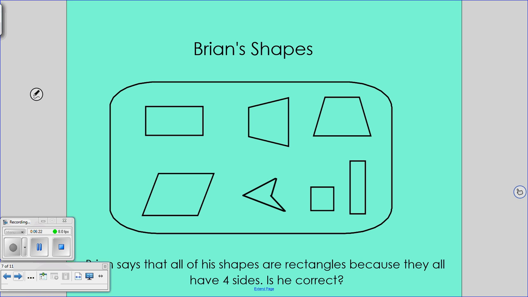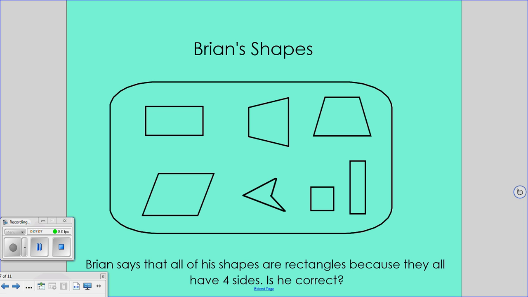Alright, take a look at this. It is Brian's shapes. I've drawn these shapes. Brian says that all of his shapes are rectangles because they all have 4 sides. Think this in your head. You do not need to call out, especially if that's something that I've talked to you about. Is he correct? Think first. Don't even raise your hand right now. And don't just think yes or no. You better be able to have some evidence. Why? That's what I want you thinking about.